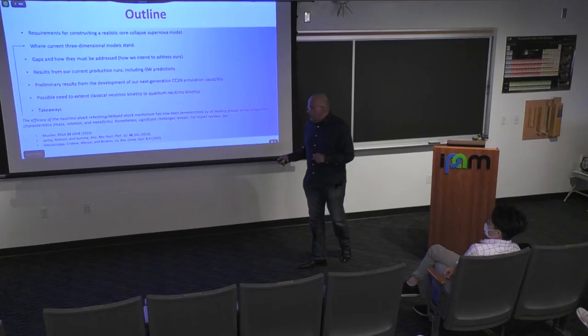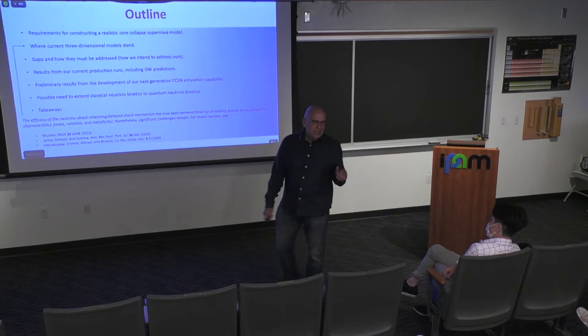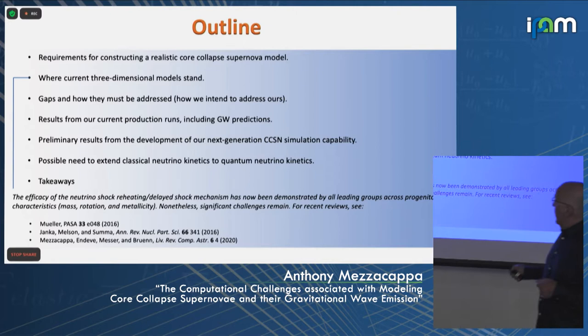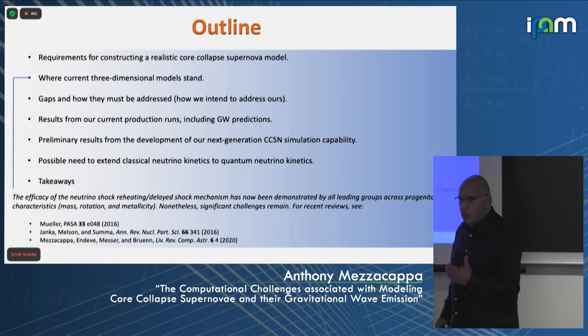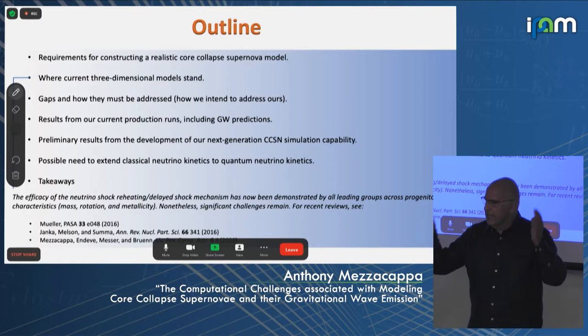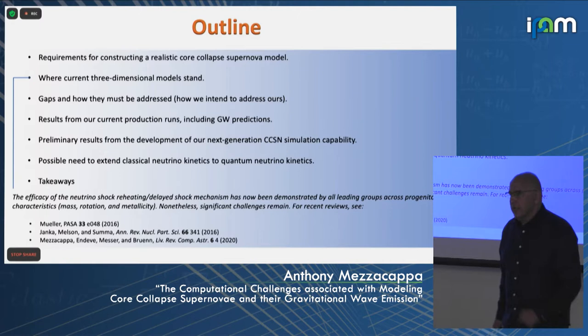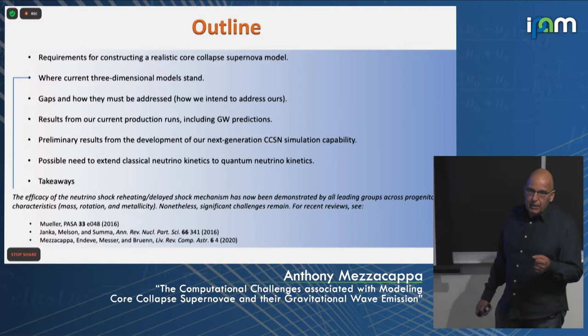Nonetheless, there are some big gaps, significant challenges that remain and have to be addressed. So I'm going to talk about what those are, and how our group intends to address those. Then I'm going to go into the results from our current three-dimensional core collapse supernova models. So we have two tracks at the University of Tennessee, Oak Ridge National Laboratory group. One is production and one is development. The development is about next generation. I'll talk briefly about that as well to show you where we're headed and give you some preliminary results. It's all about our efforts to address the gaps that we have.